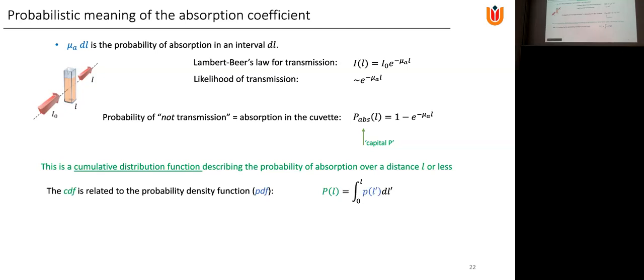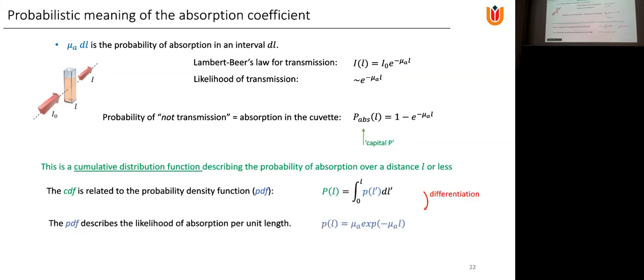This cumulative distribution function is related to the probability density function, PDF, by this integral relation. So P(L) integrated from 0 to some value L would be the cumulative distribution function. That means we can use this result here, 1 minus the exponential, and then differentiate in order to get the probability density function of absorption per unit path length. If you differentiate that expression, the result is this.